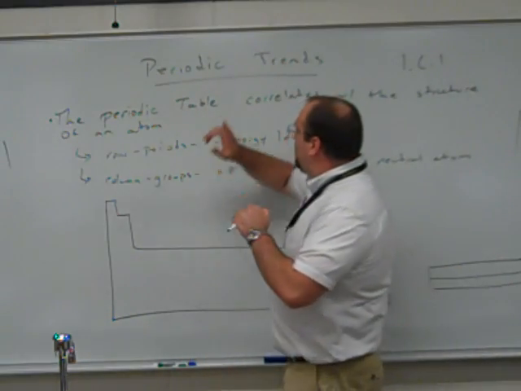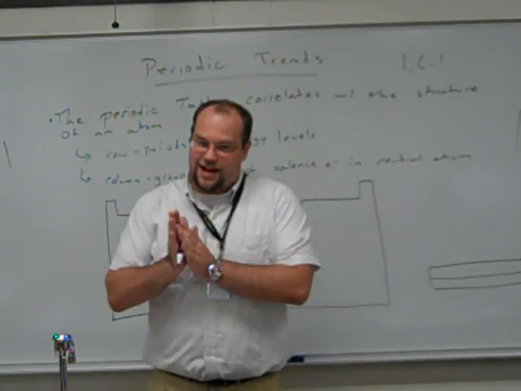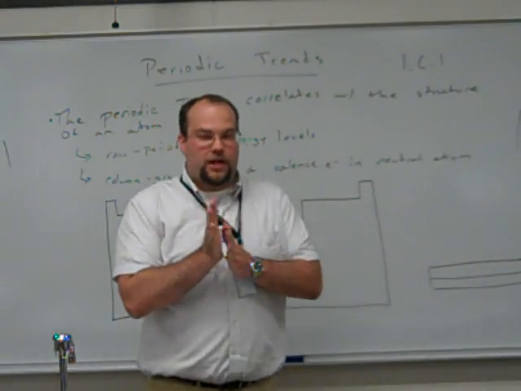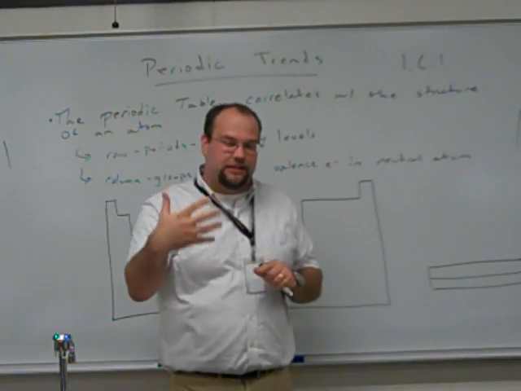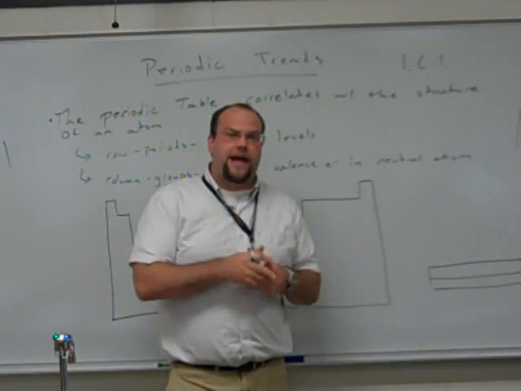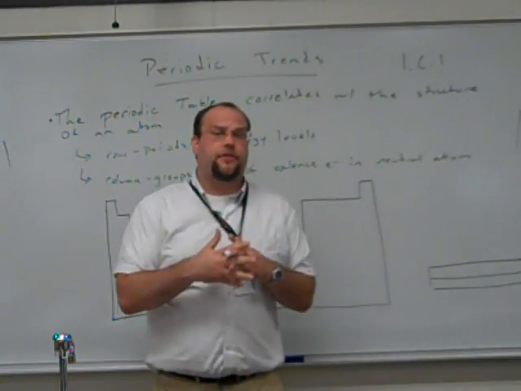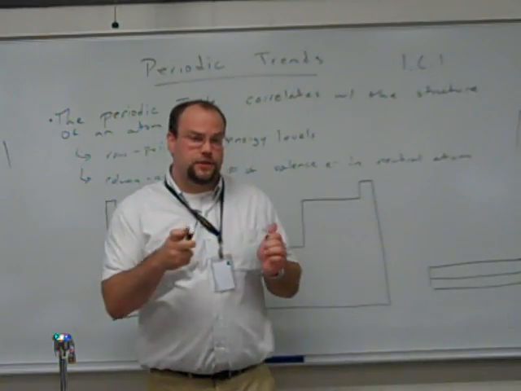Alright, so this is the video on 1.c.1, so we're going to start talking about the periodic table and periodic trends and how the periodic table can illustrate the structure of an atom, and how the structure of the atom and the periodic table are really linked together and how one describes the other and vice versa.